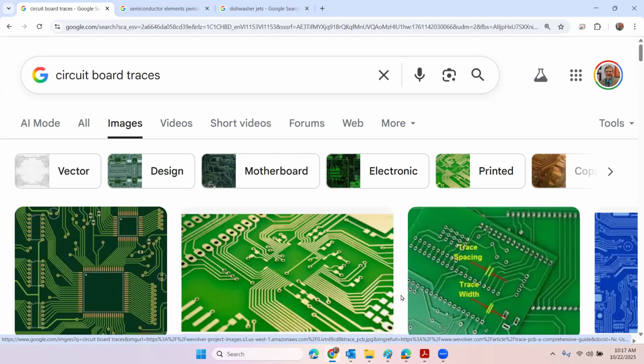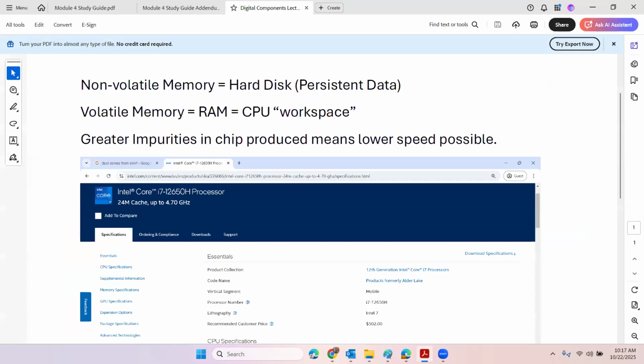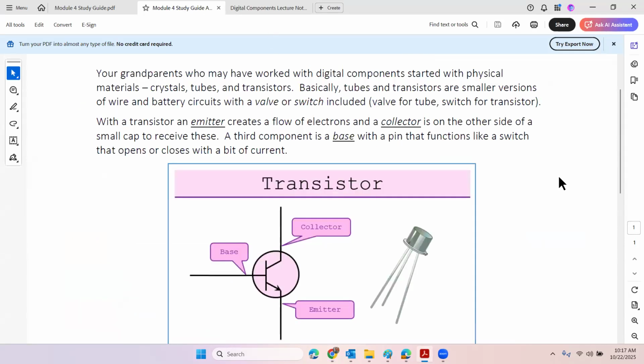Here is one example from your addendum. Can everybody see this? Yeah. Okay.